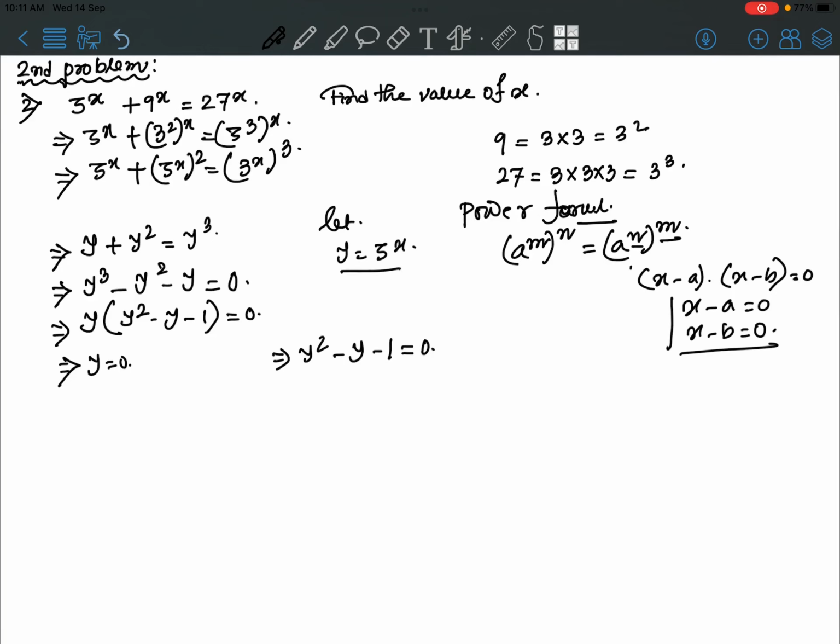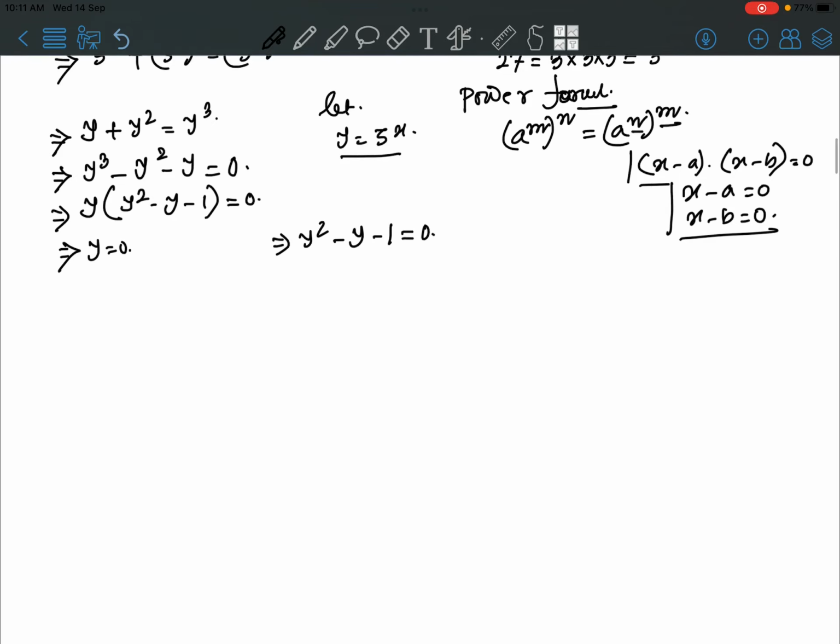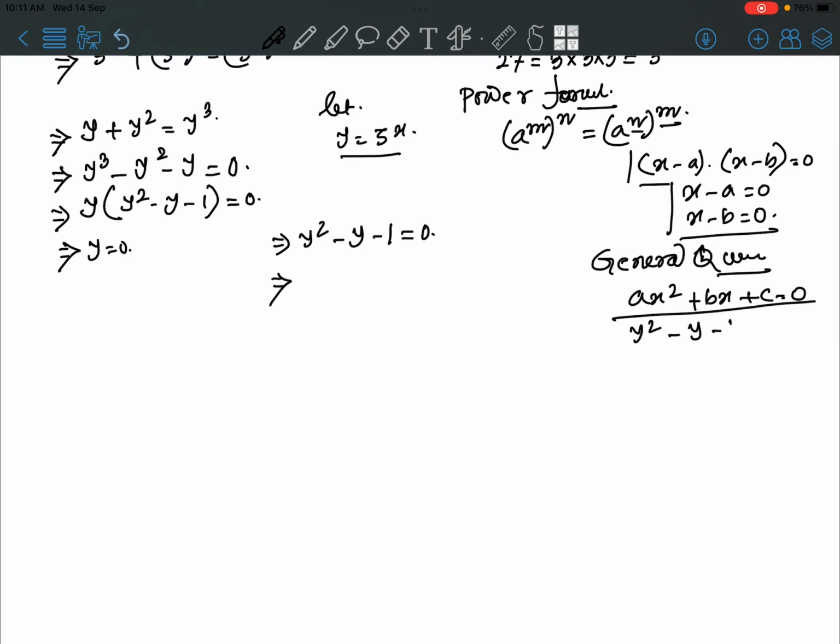I have already told you, but I am going to repeat it again and again to remind you what formulas we will use to solve the individual problems. Now again we are going to use the quadratic equation. What is the general quadratic equation? The general formula of a quadratic equation is ax square plus bx plus c equals 0. So if we compare with y square minus y minus 1 equals 0, in this case a equals 1, b equals minus 1 and c equals minus 1.